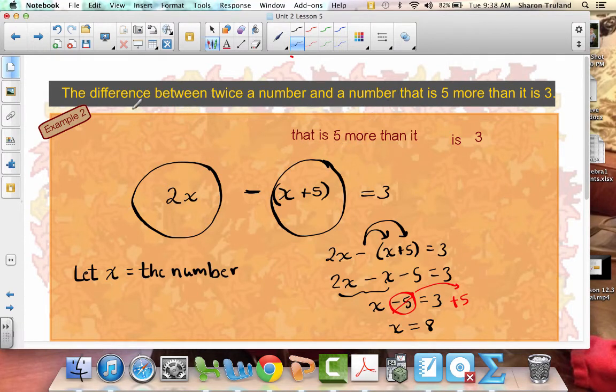Let's check that. The difference between twice a number, okay, well, that means 2 times my number of 8, so that's 16, and a number that's 5 more than it. Well, what's 5 more than 16? Sorry, what's 5 more than 8? 13. When I subtract them, I should get 3. Great. So 8 was my answer.